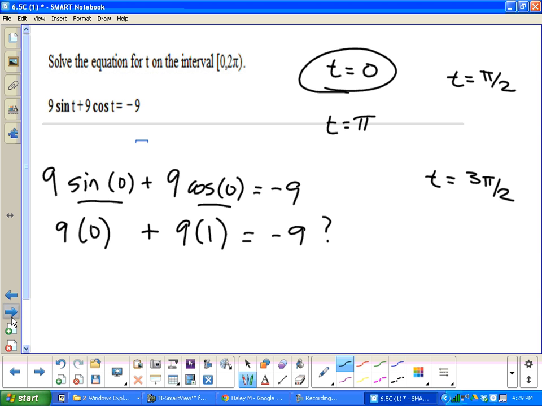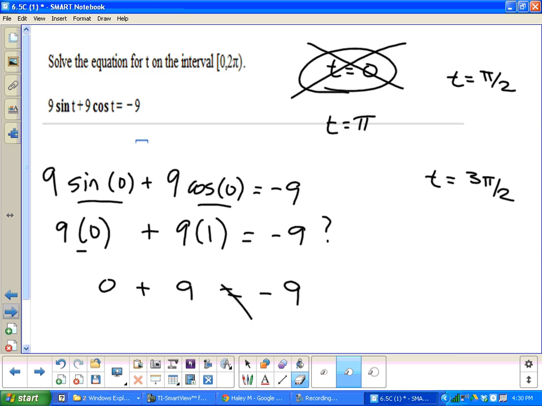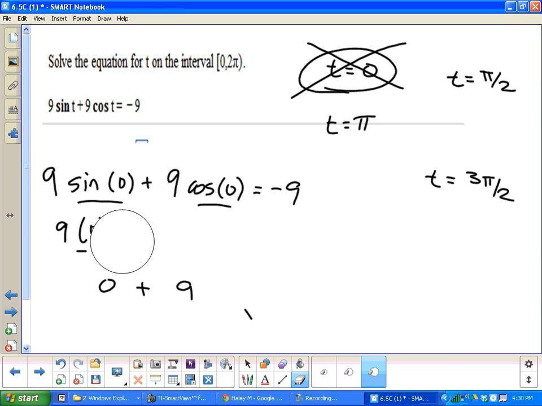Now, 9 times 0 would be 0, and then 0 plus 9 equals negative 9? Well, not today. That's not going to work out. So 0 is an extraneous solution. Okay, now let's try the next one. Let's try pi over 2. So let's take pi over 2 and put it in, and let's see if it'll work.